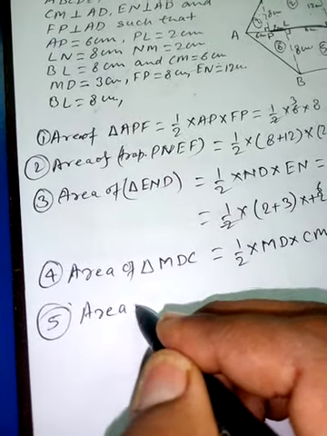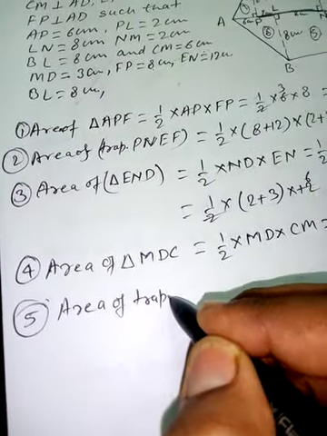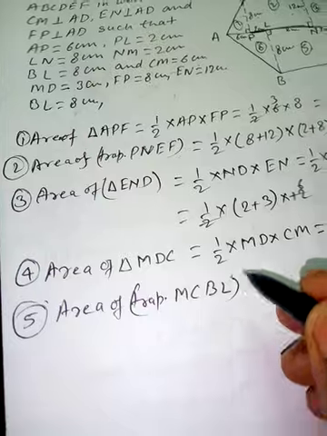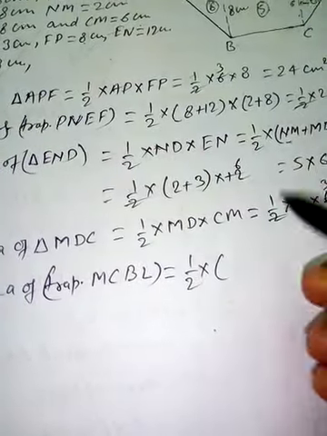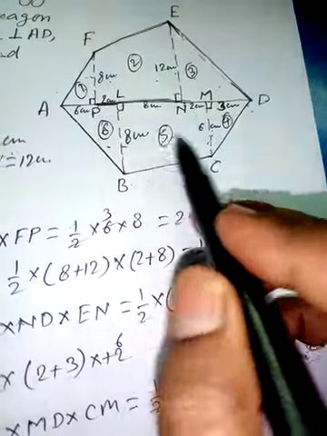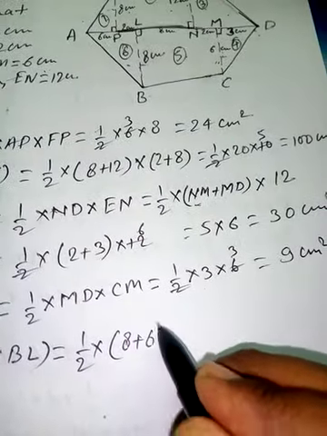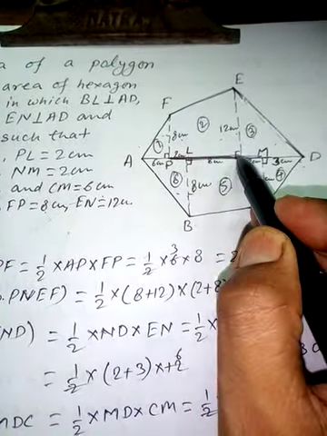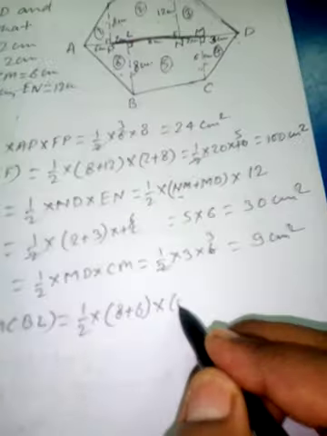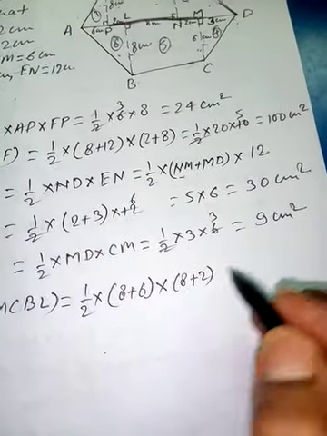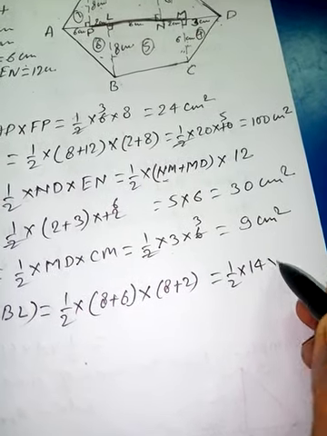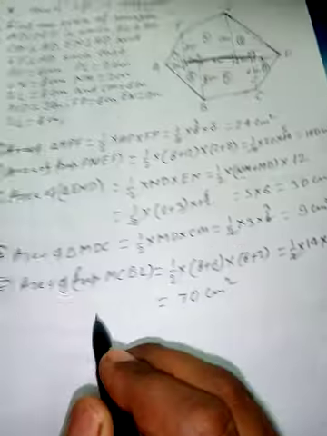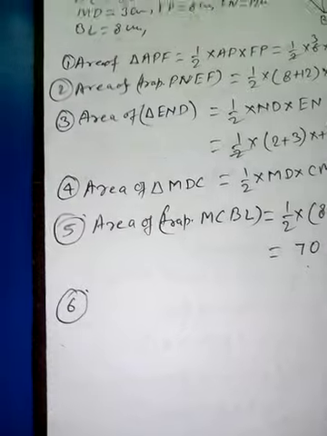Now number 5, area of trapezium MCBL equals 1 by 2 into the sum of parallel sides, which means 8 plus 6. These are the parallel sides. So 8 plus 6 into the distance between them. Distance between them means LM, so LN plus NM, that is 8 plus 2. It will be 1 by 2 into 14 into 10, 70 centimeter square.